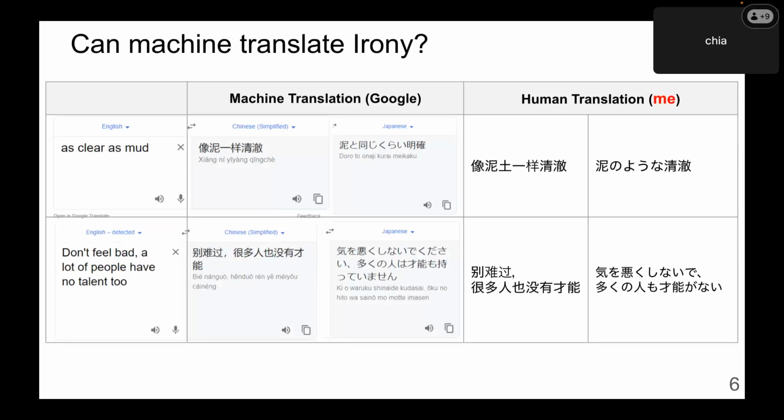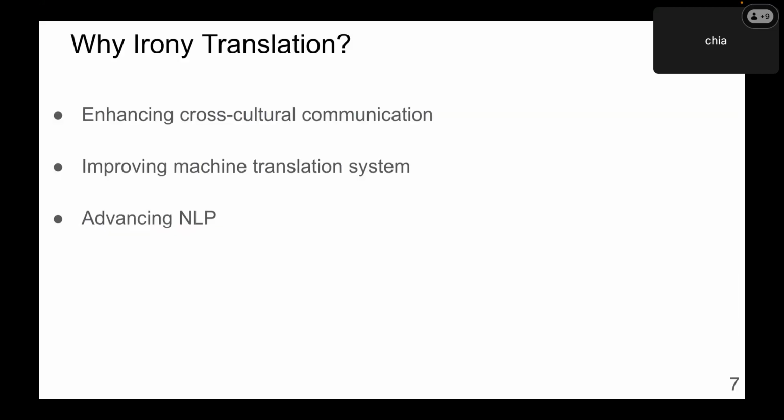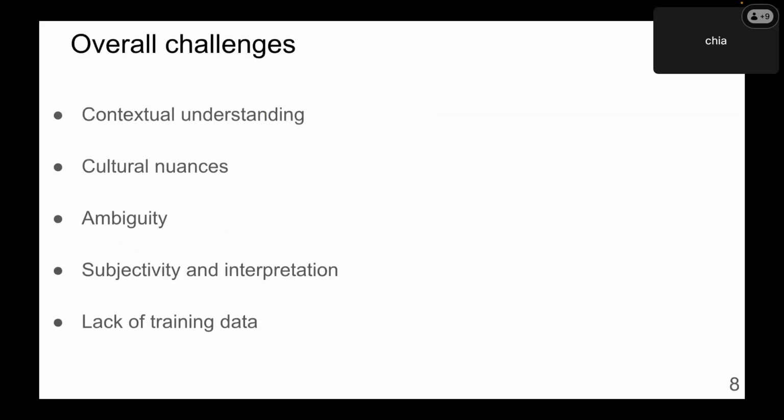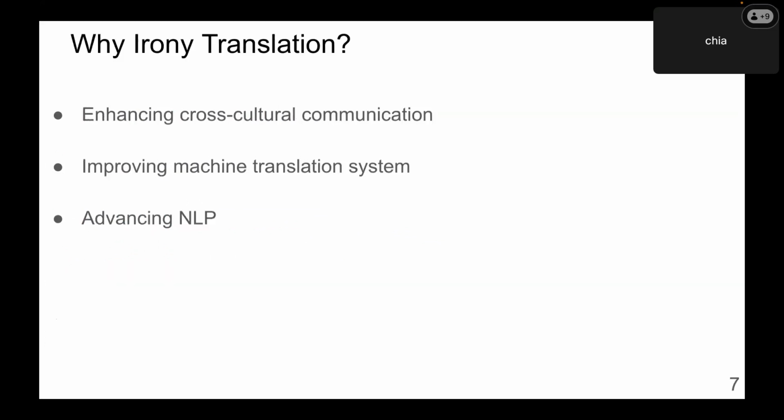Can the machine actually translate irony? This is my translation compared to the Google translation. They are actually similar. So we can say the machine can somehow translate irony. So why translate irony? First, it is to enhance cross-cultural communication. Also, it can be used to improve machine translation systems, and for advancing natural language processing.